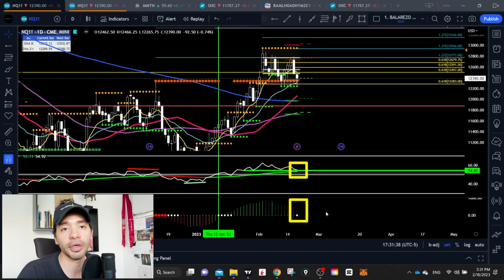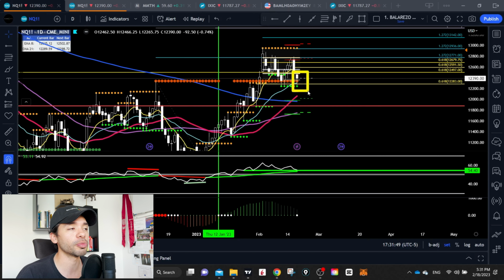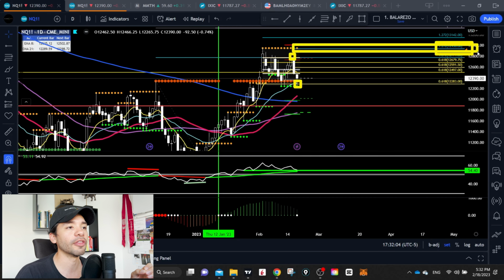The momentum in the TTM squeeze is also above zero, and you can see that we're coming right into that 21 exponential. So the trade is actually pretty simple. Get the bullish exposure as close to that 21 exponential moving average, and then look for a retest of these highs. You can see that we have the 1272 extension. Measure from this high right here to this low, and we get that extension coming right at those levels.